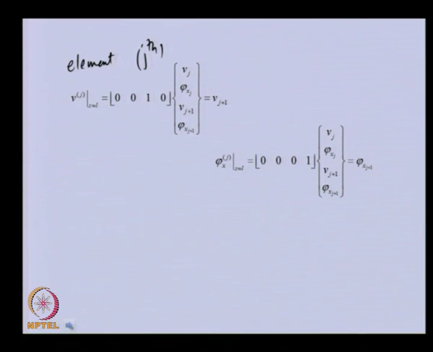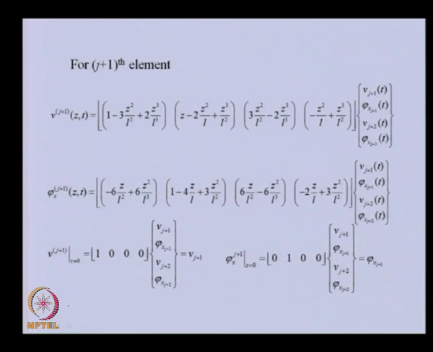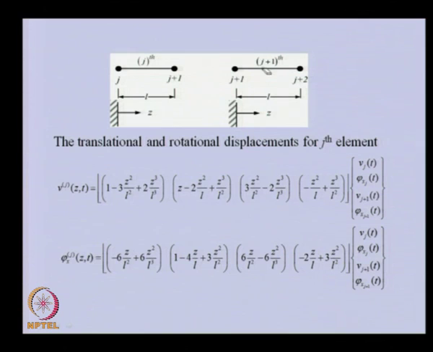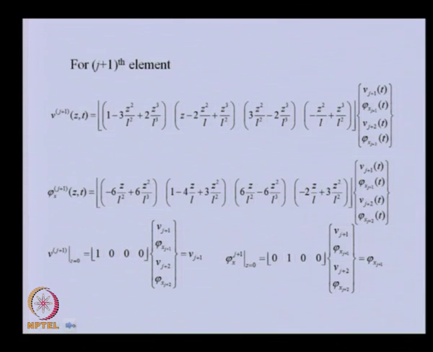Now, for the j plus 1 element, this is the expression. For the z plus 1 element, this is a linear displacement and angular displacement. In this particular case, we put z is equal to 0, because for the z plus 1 element, the common node is at z is equal to 0. If we put z is equal to 0 in this expression, here only this term will be 1, remaining terms will be 0.